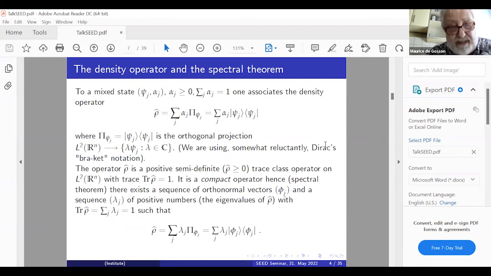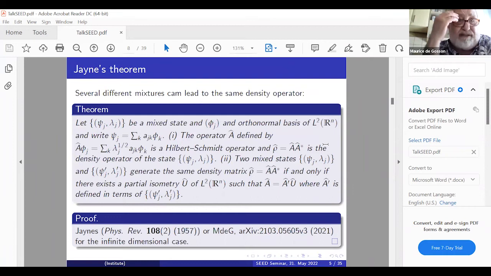Zero is an accumulation point, and so on and so on. But this is very classic. This is not physics here. It's really mathematics. Okay. Good. So, well, this is illustrated by Jane's theorem.